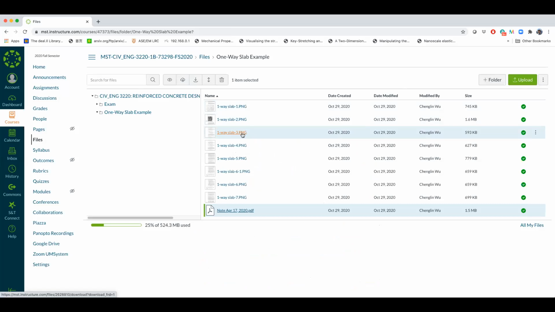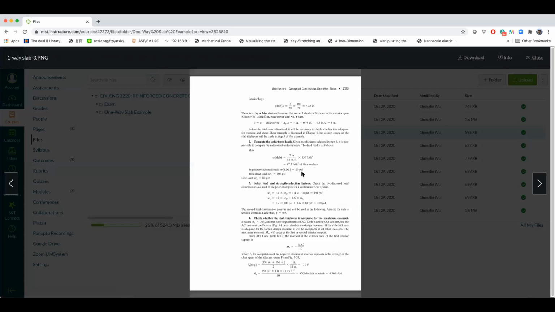Now, in addition, I posted the textbook one-way slab solutions, so you can take a look at the solutions. The one thing I want to point out is that for this Mu here, they just use the coefficient. They did not assume simply supported conditions, right? So we'll do the same thing. We'll show you the structure, compute Mu and go from there, okay?